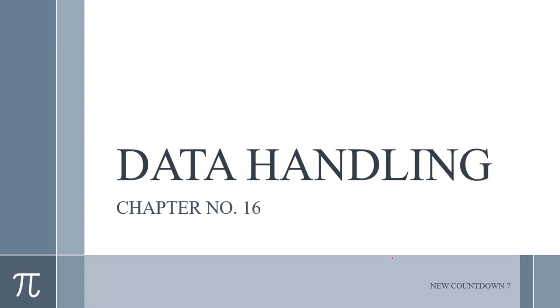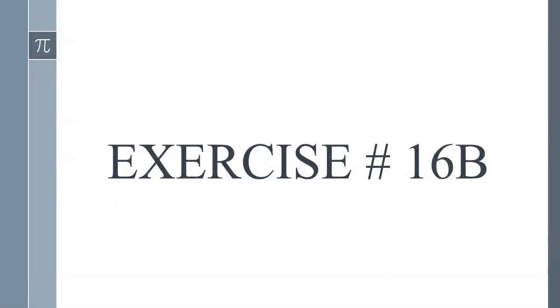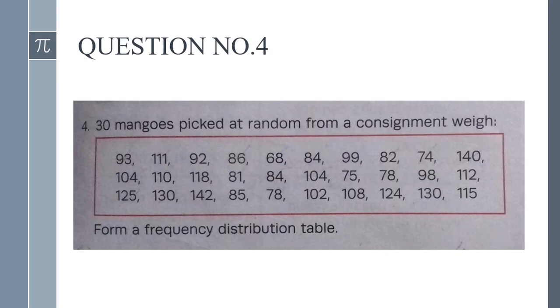Today we are going to solve the remaining questions of exercise 16b. So starting our lecture with question number 4, which states that 30 mangoes picked at random from a consignment weigh. This block contains the weight of the mangoes that are picked at random, and consignment means a batch of goods delivered to someone. So these are the weights of those mangoes, and we have to form our frequency distribution table using the given data set.